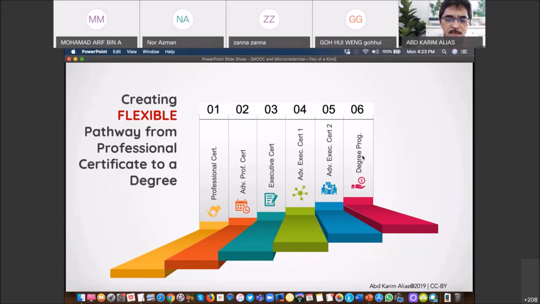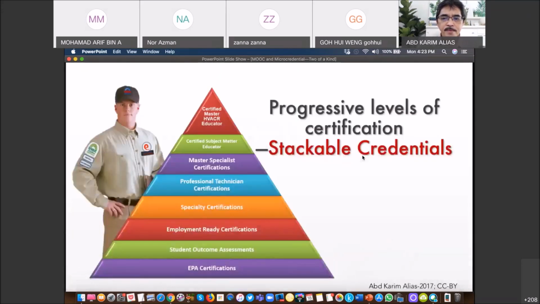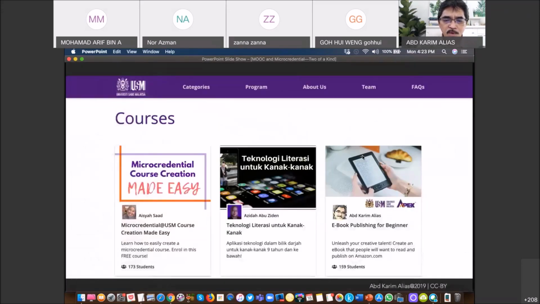And we should be part of those universities that will be offering this program. This is our own micro-credential. So I hope all of you will be part of this.